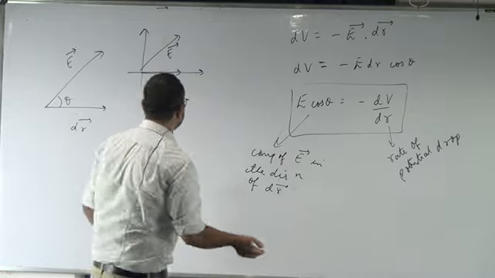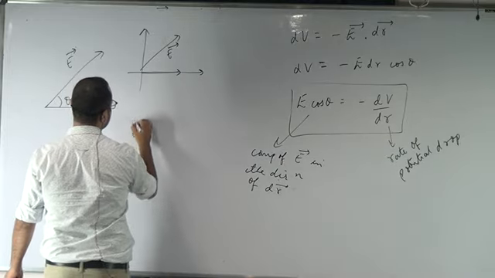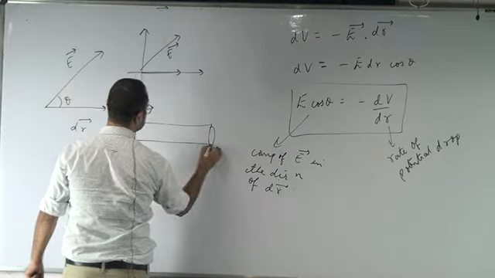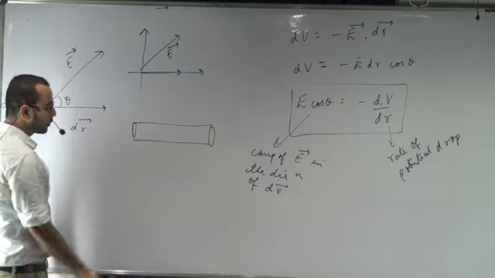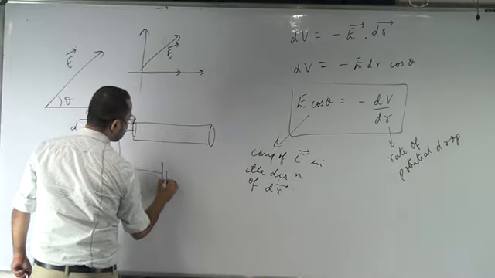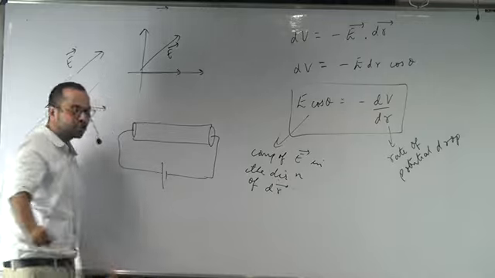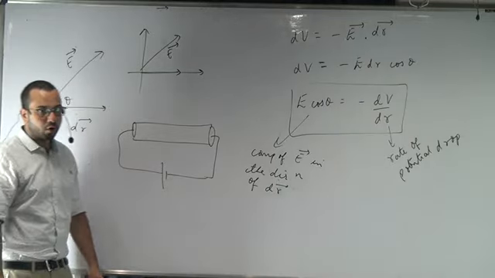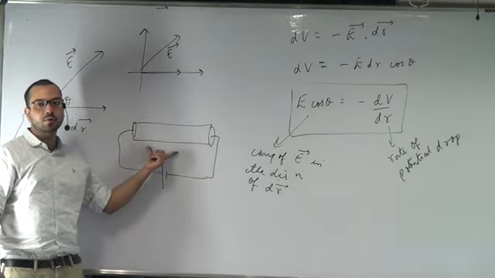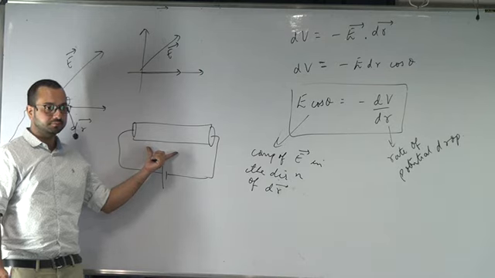Okay? So what do we do in a battery? Suppose this is your conductor. What do we do? You connect a battery. What is the job of the battery? The job of the battery is to maintain a constant potential difference between them. Is that correct?